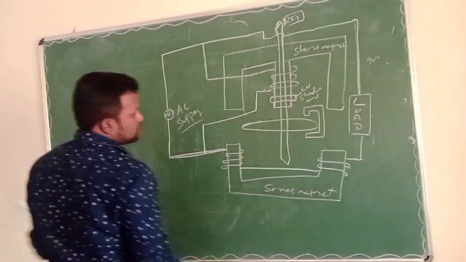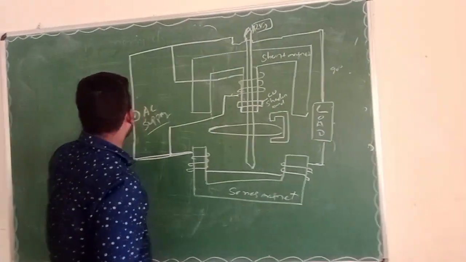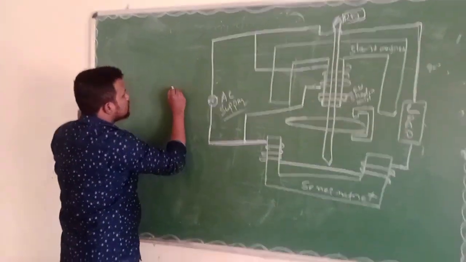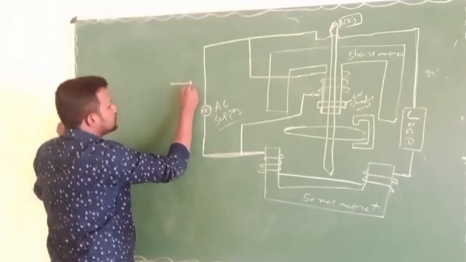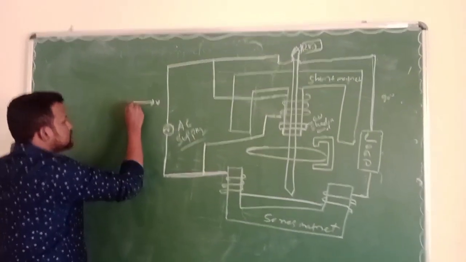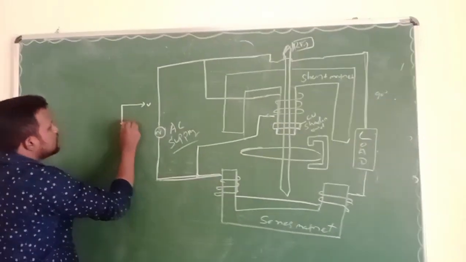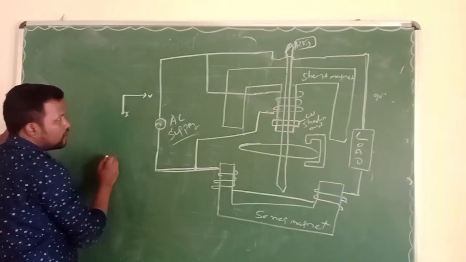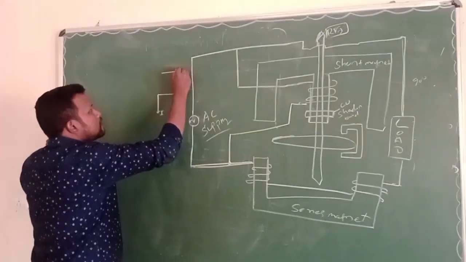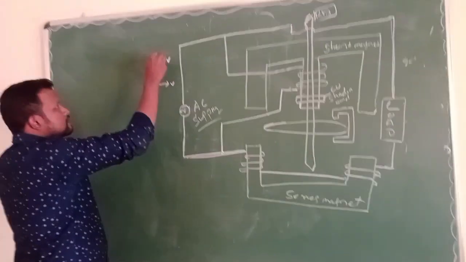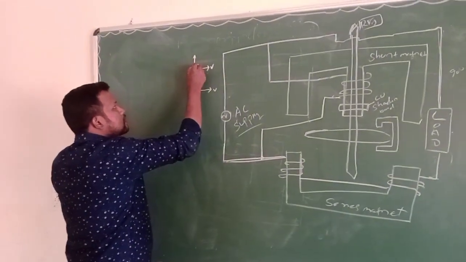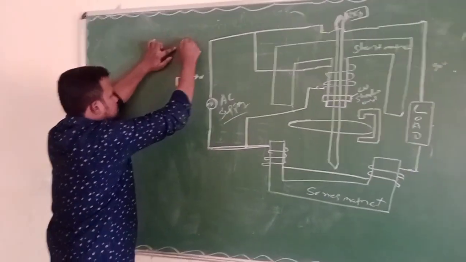After that, we should discuss the phasor diagram. First of all, we should know that in a lagging circuit, the current lags behind the voltage. But in the case of a leading circuit, the voltage lags behind the current, and the current leads the voltage.